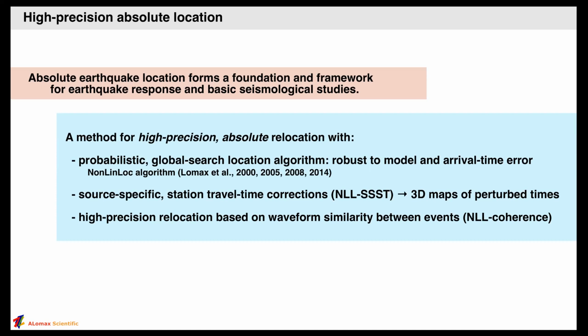And this procedure already is highly robust to model and travel time errors, so tends to give high quality locations. Additionally, I'll talk about source-specific station travel time corrections, a new feature in NonLinLoc. And this allows the production of 3D maps of perturbed times to use for location. The 3D maps take into account some of the unmodeled lateral heterogeneity in the velocity model and travel times.